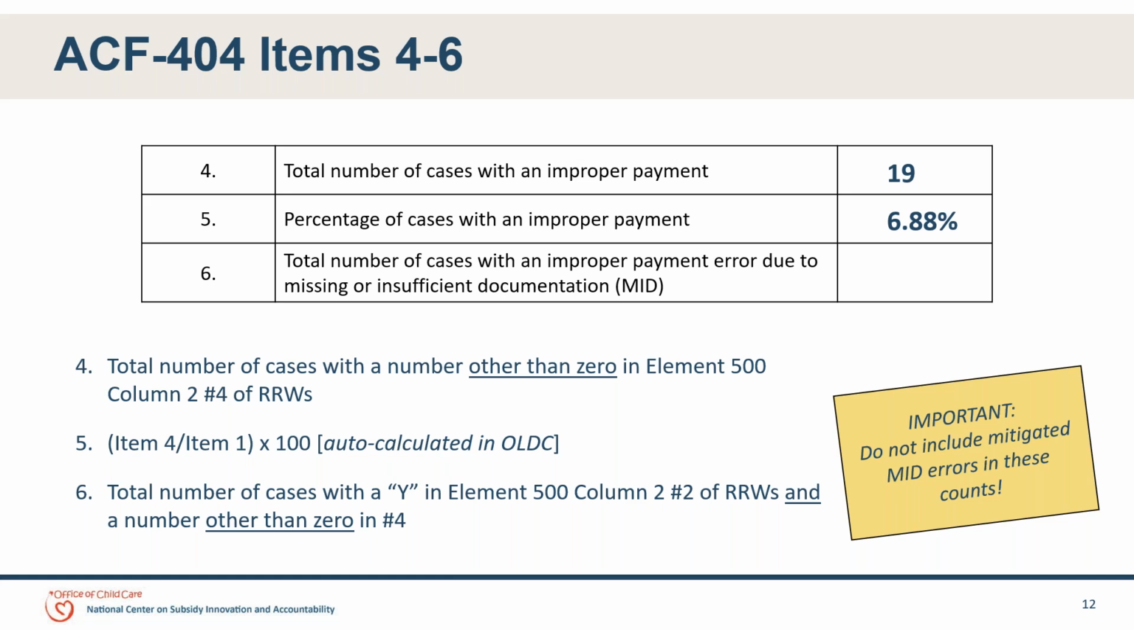So you're going to tally up the number of cases that had a Y in element 500, column 2, number 2 of your record review worksheet, and also had a number other than 0 in number 4 of element 500 of your record review worksheets. So item 6 is basically like a subset of item 4. It's just those cases that have an improper payment that were caused by missing or insufficient documentation. Our example state had 8 cases with an improper payment error due to MID.